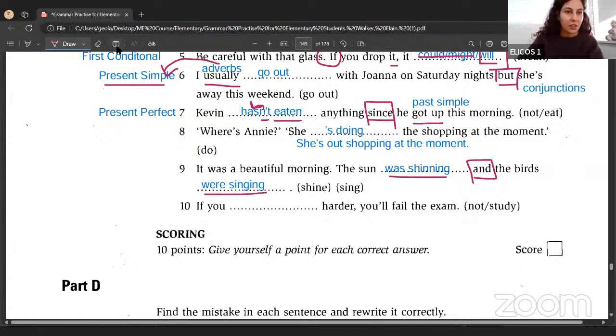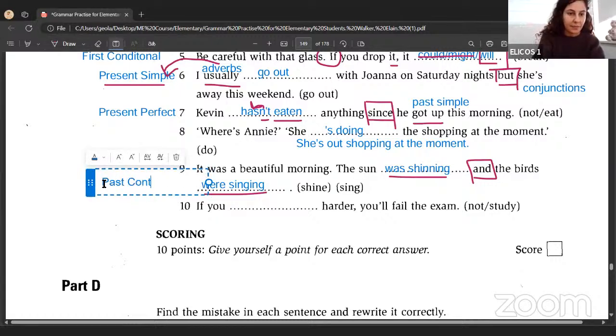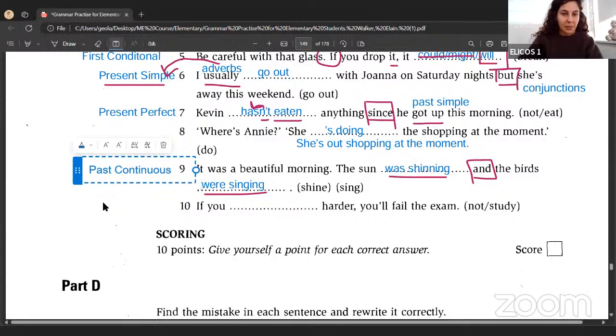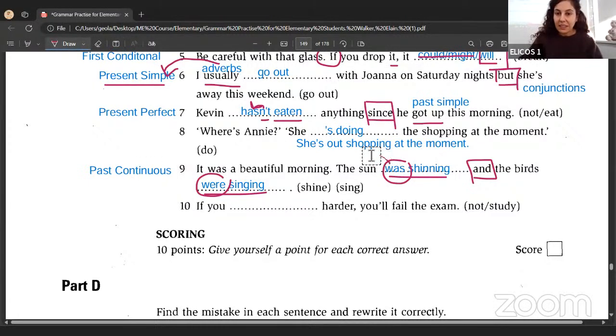So using your past continuous. Make sure you know it's a past continuous because you can see the ing and the verb to be. And was is singular because the sun is only one, it's singular. But the birds is plural. So we have to say were. Because it's plural. They were singing.